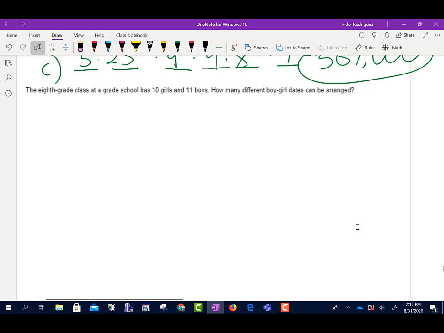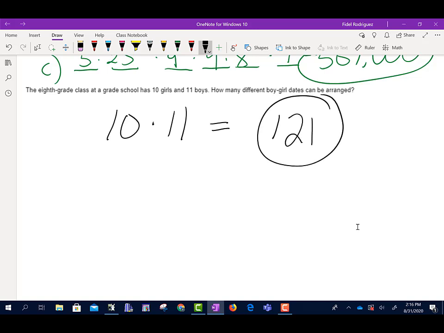All right. So let's take a look here. The next problem says the 8th grade class at a grade school has 10 girls and 11 boys. And how many different boy-girl dates can be arranged? Okay, 10 boys times 11 girls would give us 121. Right?